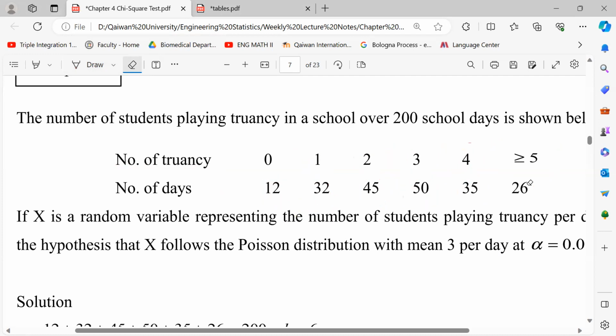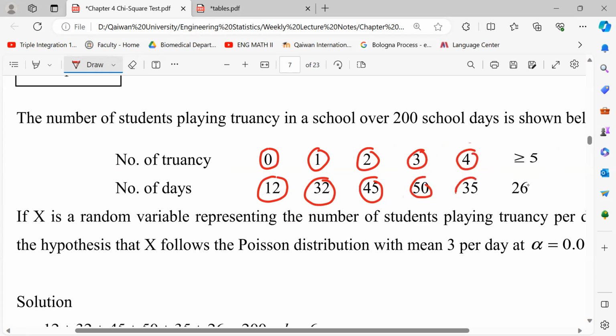Look, we are given that for 0, we have 12. For 1, we have 32. For 2, we have 45. For 3, we have 50. For 4, we have 35. And for greater than or equal to 5, we have 26. How many possible outcomes do you have? It's either 0, 1, 2, 3, 4, or greater than or equal to 5. That means we have 6 possible outcomes.